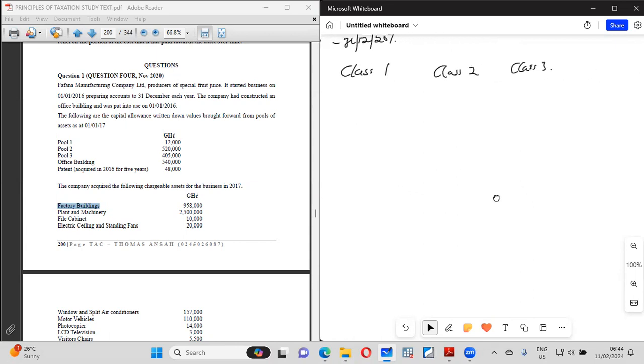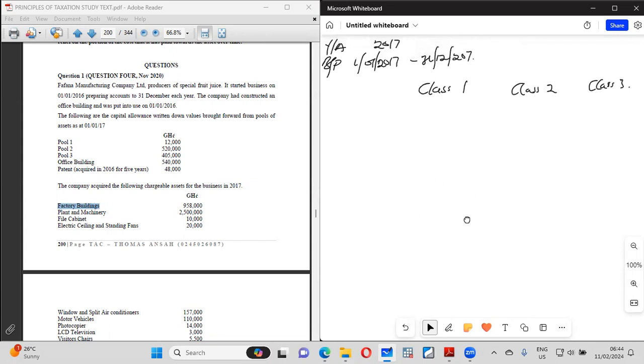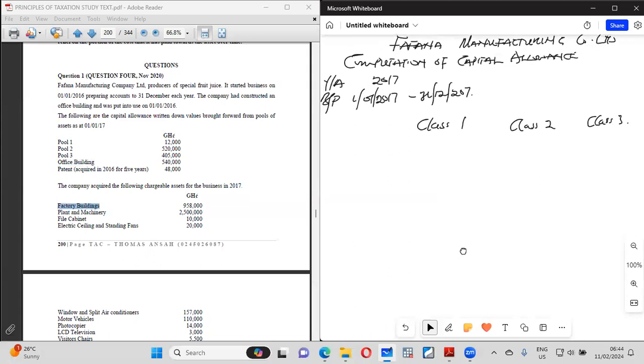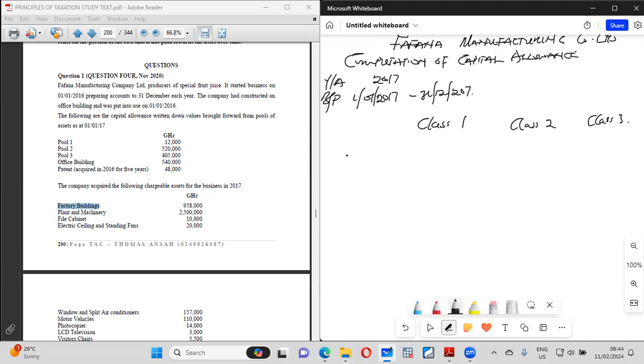Please don't go and put any total here. The totals are not necessary. Don't go and create another column for any total. You are wasting your time. So now let's start. We have our pools, so you bring your CD sign. All right. So that is that.